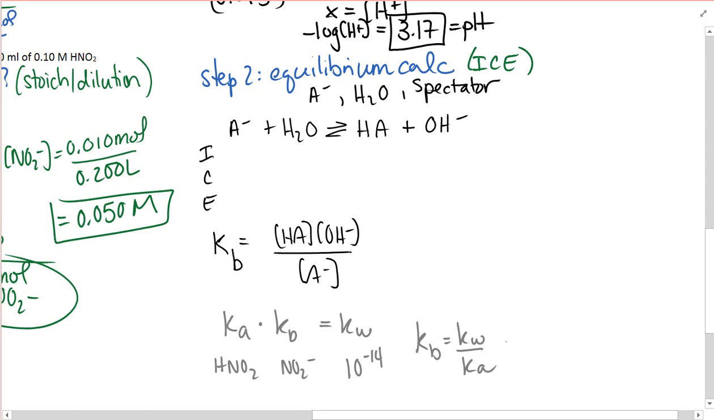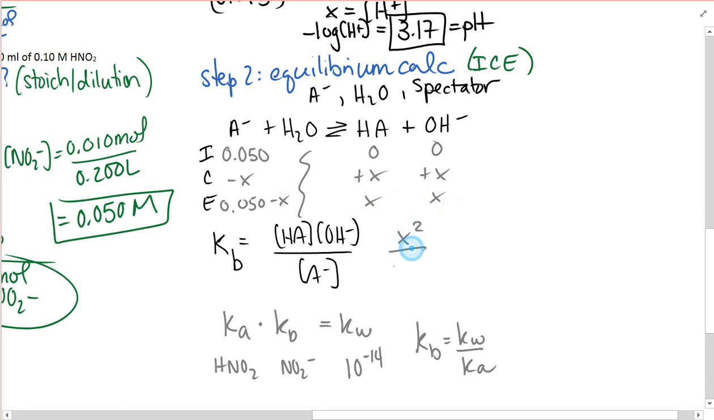Okay, so let's plug in some numbers and solve this. I know this is 0.05 molar. I ignore liquid water. These are starting out at 0 because it's not a buffer anymore. It's just pure weak base. This is going to get used up. This is going to get made. We end up with 0.05 minus x, and this is x, and this is x.